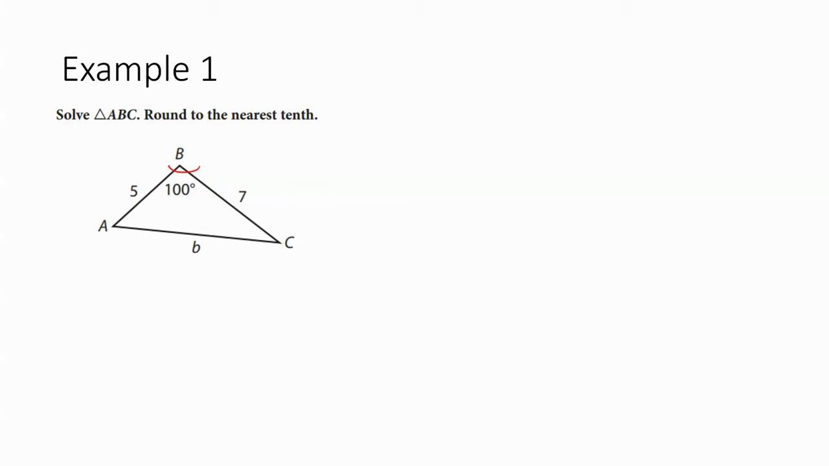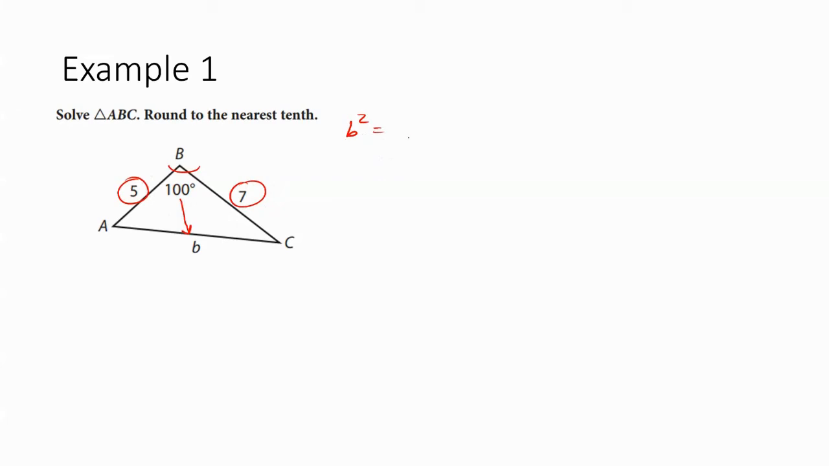You are angle B. You are attracted to the person across the campus or whatever. Now, you do know you are 100 degrees, all right? And B's friends are 5 and 7. So we're going to go ahead and set that up. Now, who do you care about? You care about B, all right?